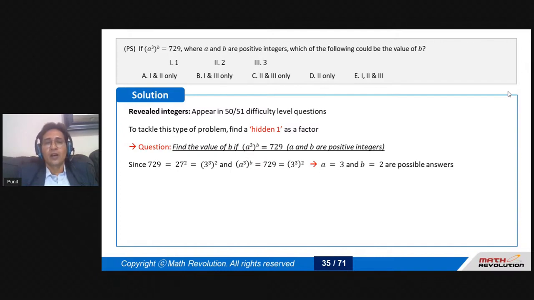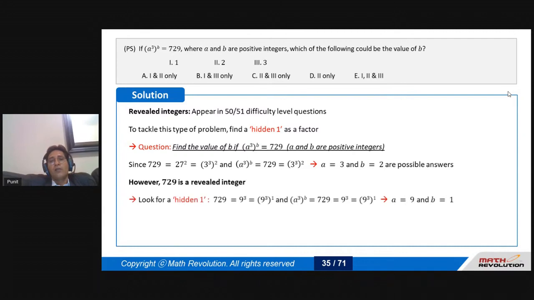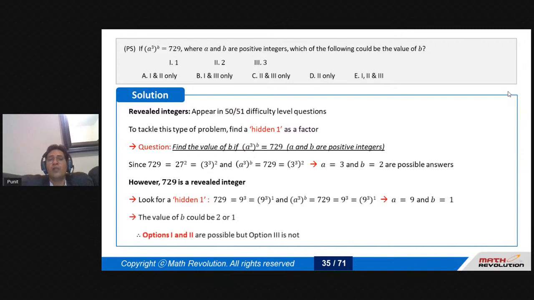So now, the question is asking which of the following could be the value of b. So 2 is a possible answer. And there is an option also which says D, second only. But how about if I see a hidden one in it? Let's say 729 is a cube of 9. So I could write it as 9 cubed to the power 1. That means if I compare it with a cubed to the power b, a becomes 9 and b becomes 1. So now my option number 1 and 2 both are possible. Option number 3 is definitely not possible in this.